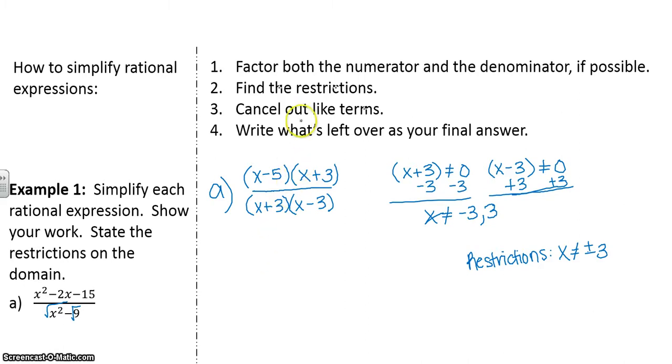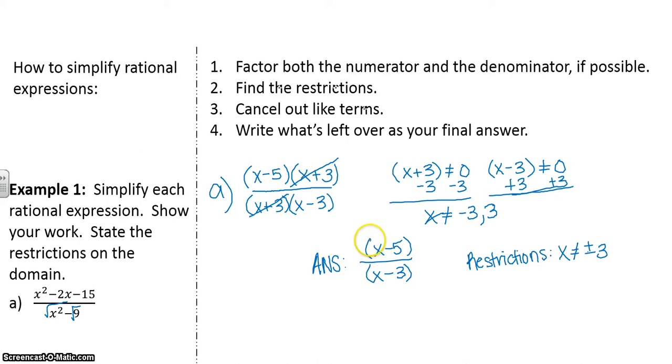Okay. Third step, cancel out like terms. Notice that you have an x plus 3 parenthesis and an x plus 3 parenthesis on top and bottom of your fraction. So whenever there's multiplication between these two terms, you can go ahead and cancel those out. So that's step 3. That's what that means. And so step 4 is to write whatever's left over. So then on the answer line, or it may say ANS for short, is going to be x minus 5 over x minus 3.